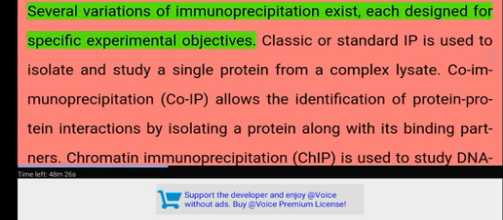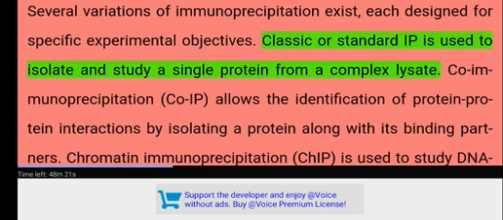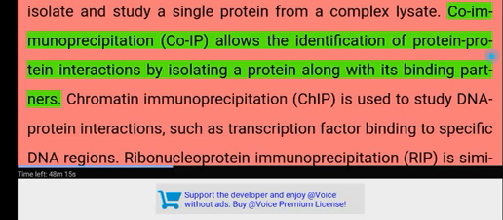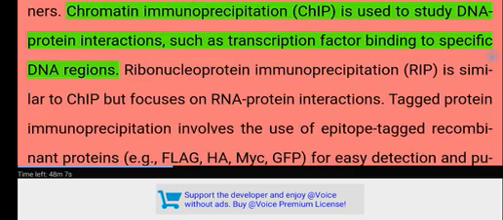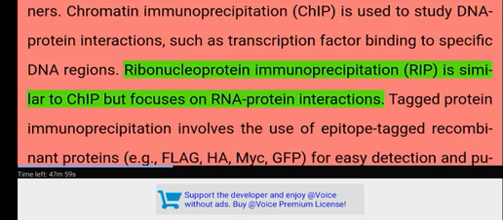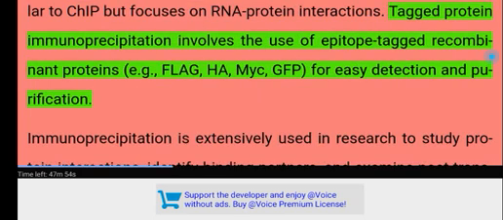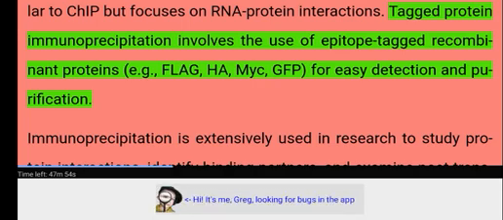Several variations of immunoprecipitation exist, each designed for specific experimental objectives. Classic or standard IP is used to isolate and study a single protein from a complex lysate. Co-immunoprecipitation, or co-IP, allows the identification of protein-protein interactions by isolating a protein along with its binding partners. Chromatin immunoprecipitation, or ChIP, is used to study DNA-protein interactions, such as transcription factor binding to specific DNA regions. Ribonucleoprotein immunoprecipitation, RIP, is similar to ChIP but focuses on RNA-protein interactions. Tagged protein immunoprecipitation involves the use of epitope-tagged recombinant proteins, e.g., FLAG, HA, MYC, GFP, for easy detection and purification.